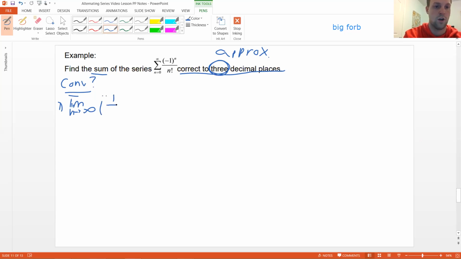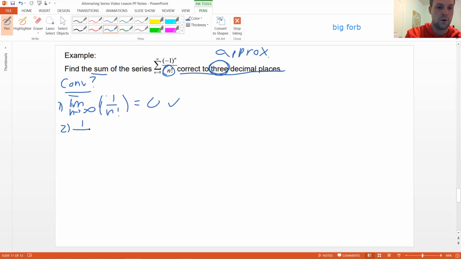Okay, cool. 1 over n factorial. If I take that limit, the bottom's getting really big, so yes, that is going to be equal to 0, so that's check. And number 2, for sake of time, I don't want to bore you through it all, but actually, we can't even take the derivative of n factorial. We would discuss it more this way.